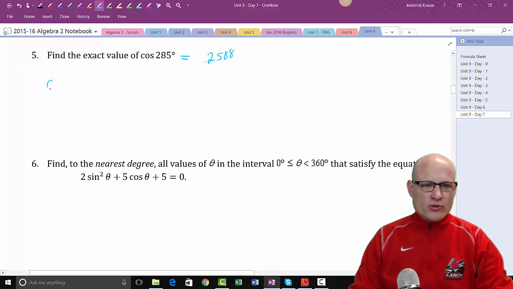So what we need to do is come up with 285 somehow. And I told you before, if it ends in a 5, there's like a 95% chance, actually it's probably like a 99.9% chance that there's going to be a 45 in it. So if I subtract 45 from this, I get 240.